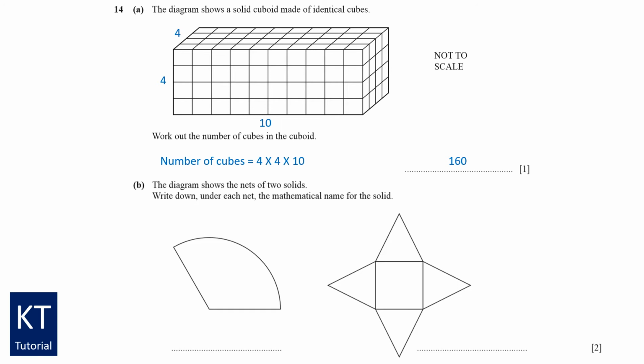Question B. The diagram shows the nets of 2 solids. Write down under each net the mathematical name for the solid. The cone and the pyramid, respectively.